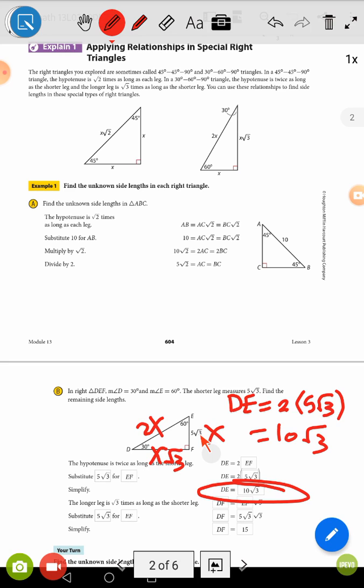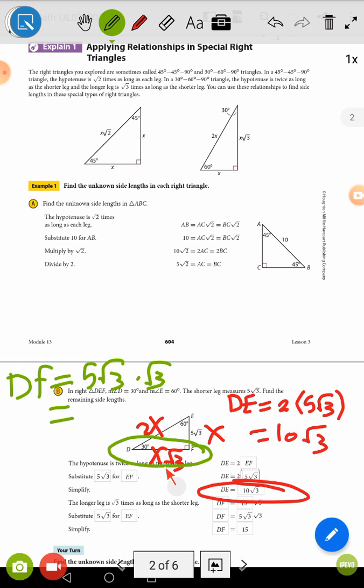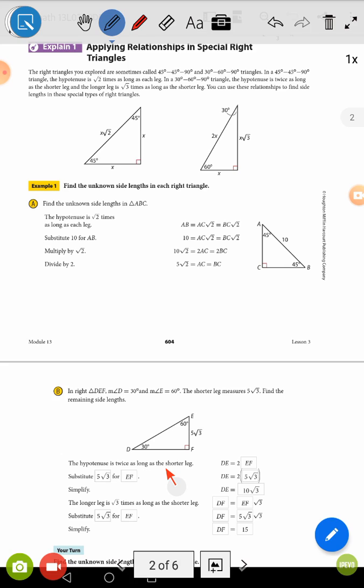Okay. How to find DF? How to find DF? Here. DF is x multiplied by root 3. So root 3 multiplied by root 3, it's 3. Multiplied by 5 equals 15. That is it.